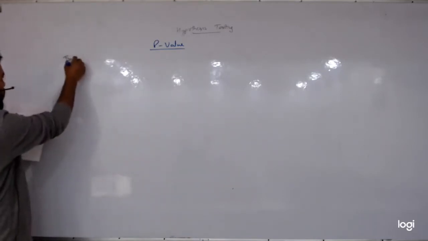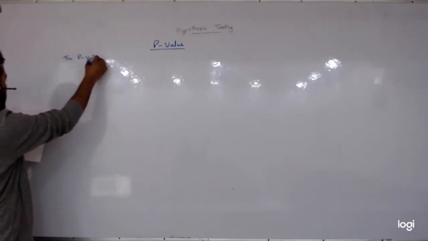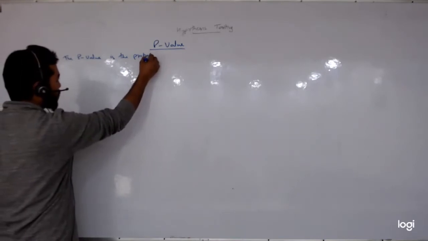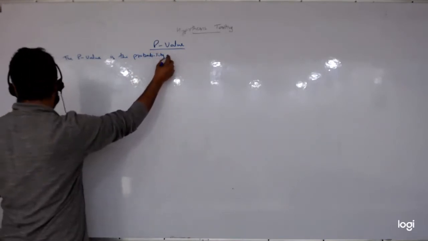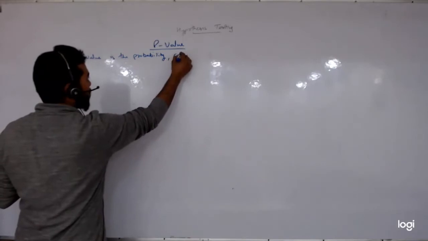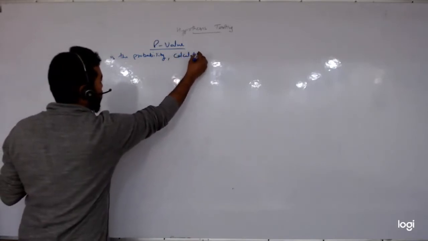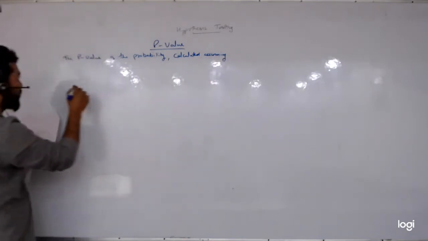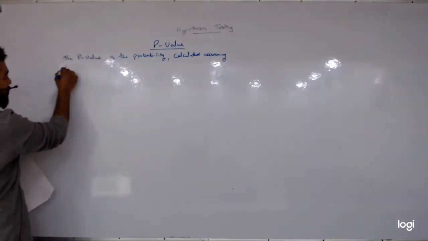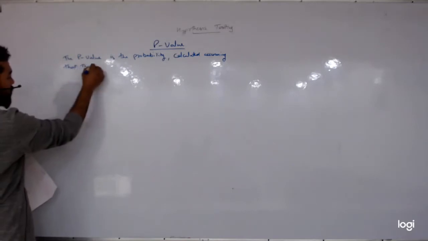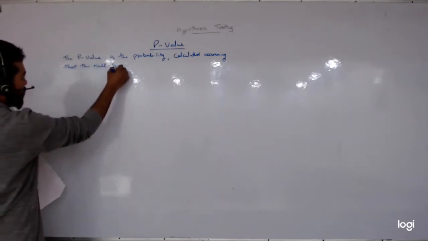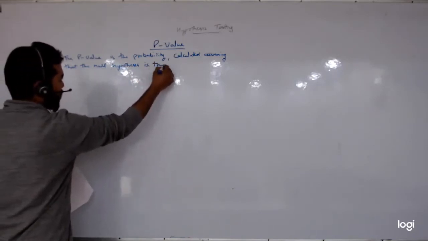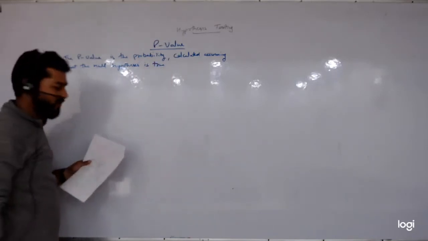The p-value is the probability calculated assuming that the null hypothesis is true. This is what we've been doing throughout. We're assuming that the null is true.